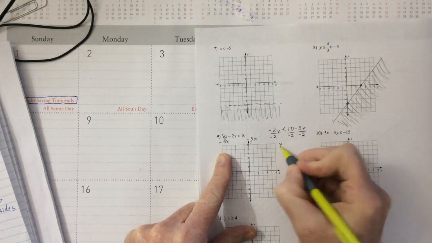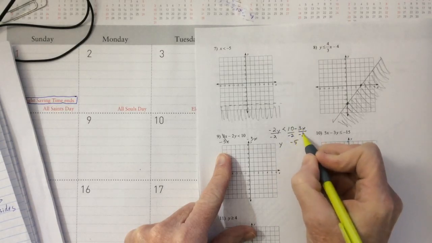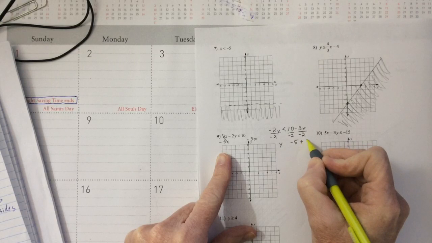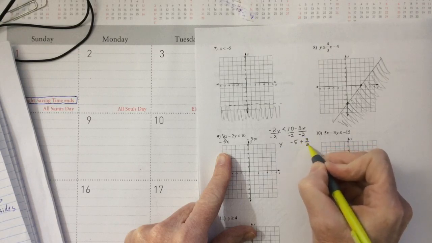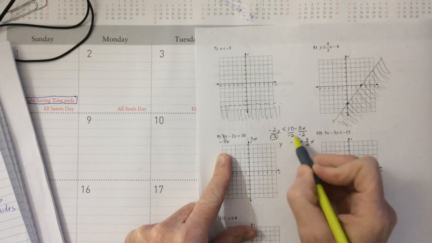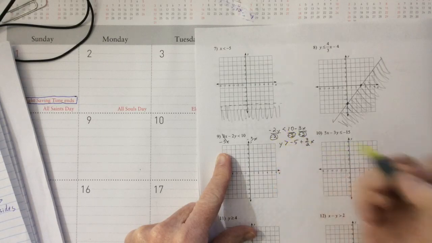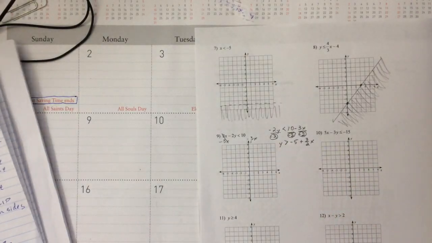And that's going to give us y. This is going to be negative 5. And a negative divided by a negative is a positive. And then, since we divided by a negative on both sides, we need to flip that sign. That is a rule for inequalities that is on your notes right here.